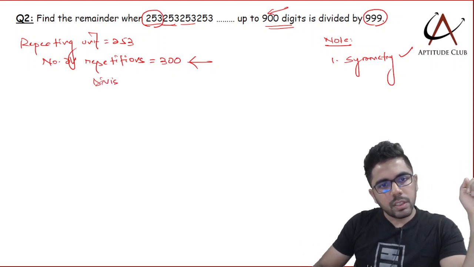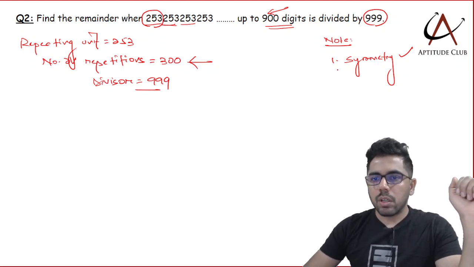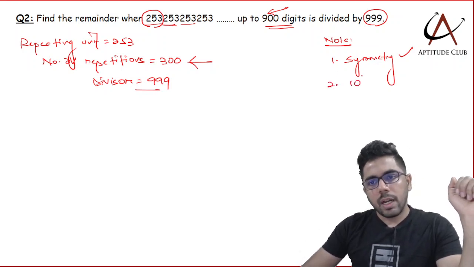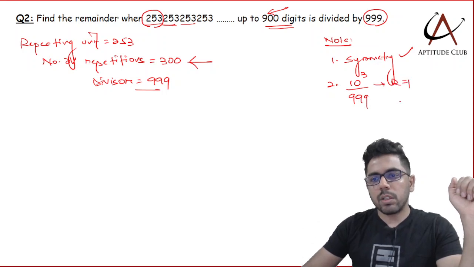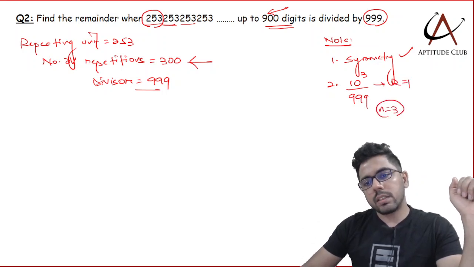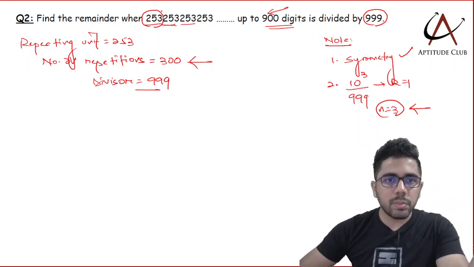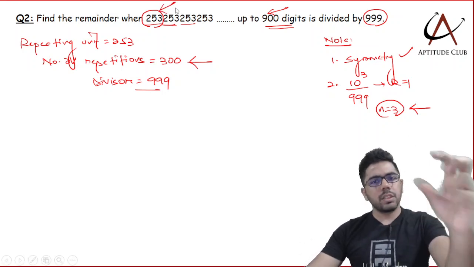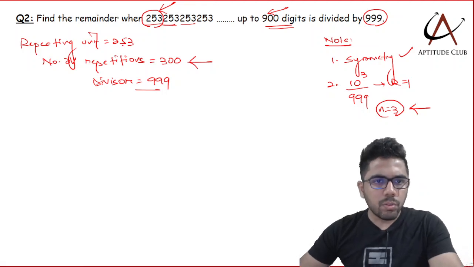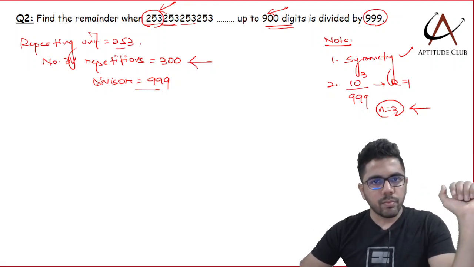And what is the divisor here? Divisor is 999. So the number is symmetric. And I am seeing that 10 to the power 3 divided by 999, remainder is 1. So I get the value of n as 3. That means I should expand in 3 digits. And when I am expanding in 3 digits, that means I will take 3 digits in the repeating unit. So that is perfectly satisfied.